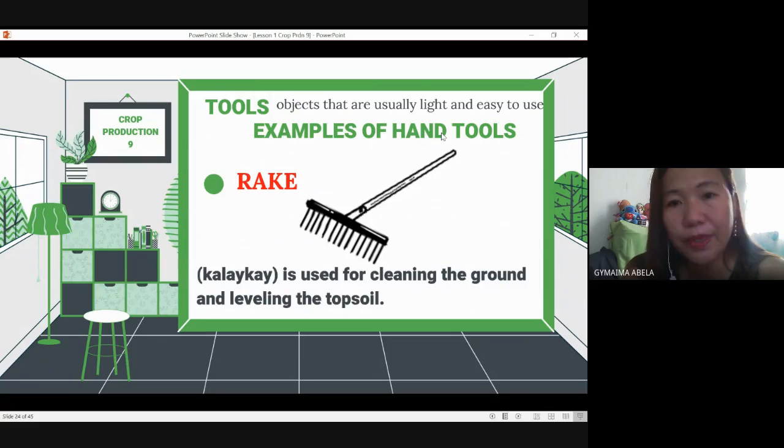digging tool. Another example of a hand tool is the rake, or kalaykay in Tagalog. It is used for cleaning the ground, used to level the topsoil, and used to remove the big stones in your garden plot.